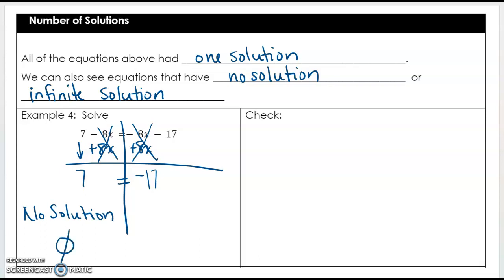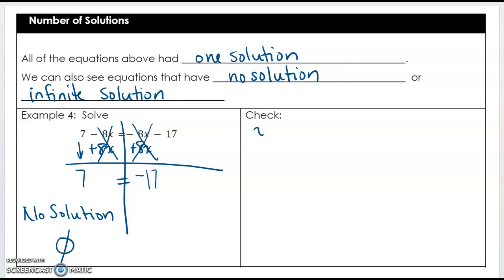A shortcut way to write that is the circle with a line through it. I think of that as if it's not even 0. There is no solution that will work there. We can't check something like that because it doesn't matter what number you use, this equation will never balance.